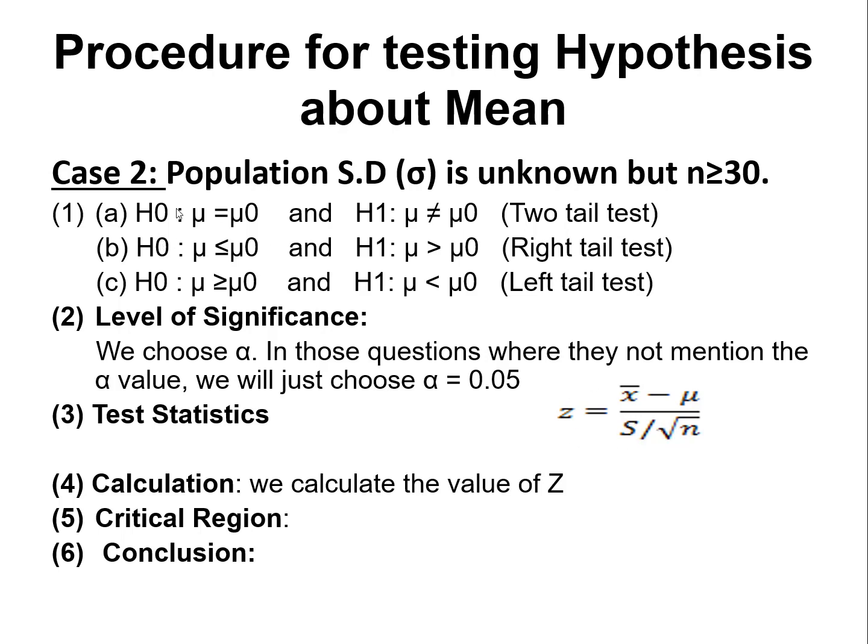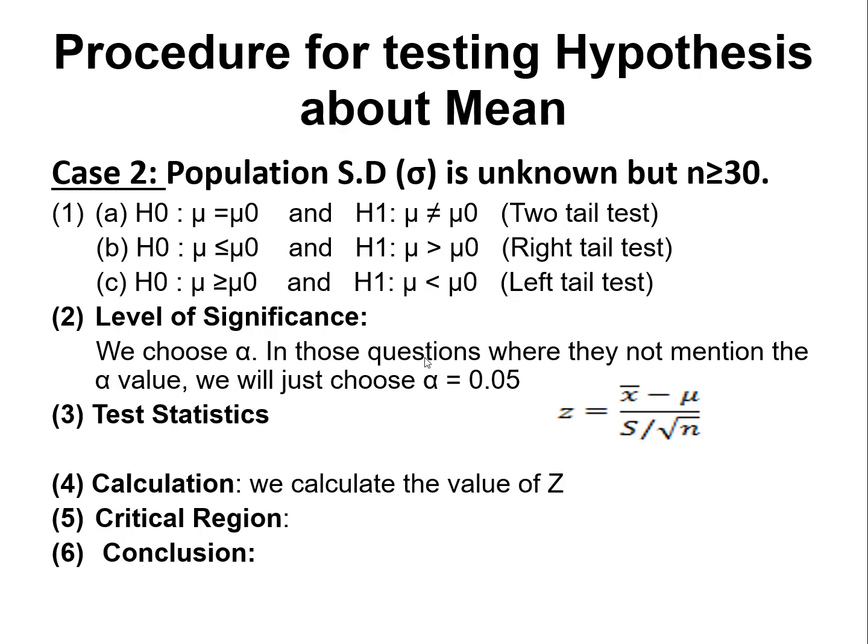statistic. The first step of the case is the same: the null hypothesis is that the mean is equal to this value. Let's suppose I have 10 rupees, so mean will be equal to 10. Then the alternative is that you do not have 10 rupees in your pocket, which means this is a two-tailed test. Another one is less than or equal to, so the alternative will be the opposite, greater than. If it is greater than or equal to, the alternative will be less than. So this is a left-tailed test.